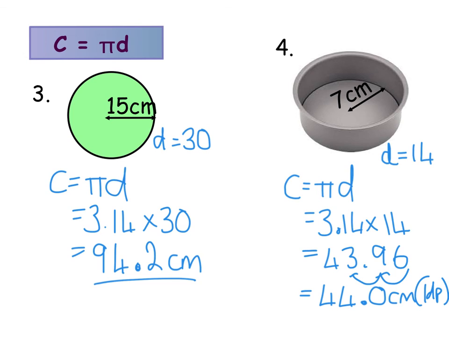So that's the end of my 4 examples. That's all you have to do. You just have to be careful that you're always conscious of using the diameter each time. Don't just jump in and use whichever number they've given you. Double check in your mind that you have the diameter, the full width of the circle.